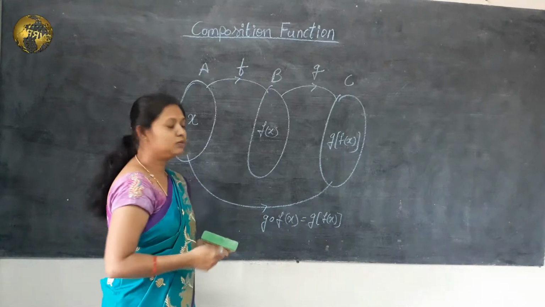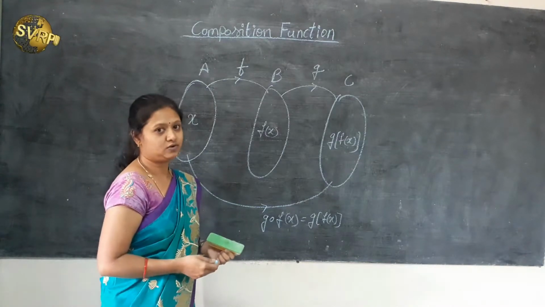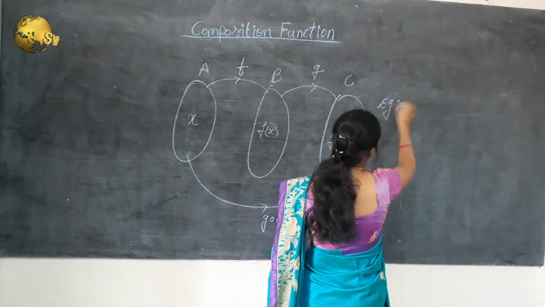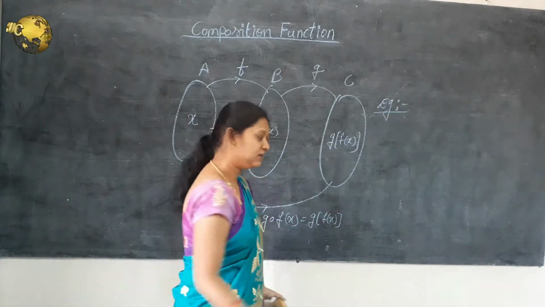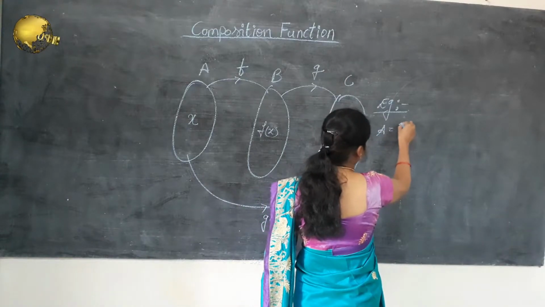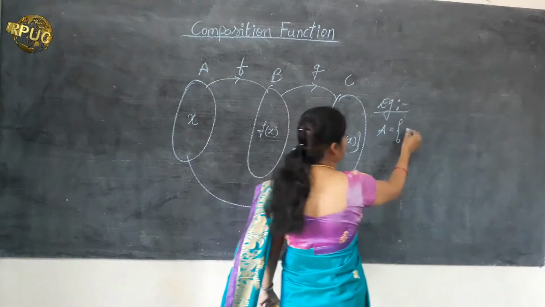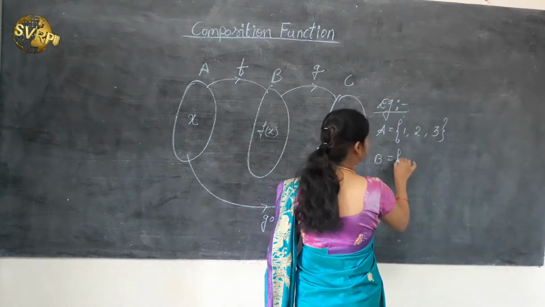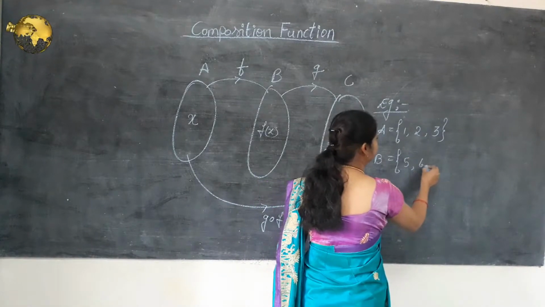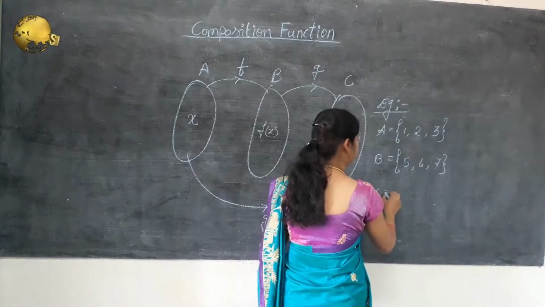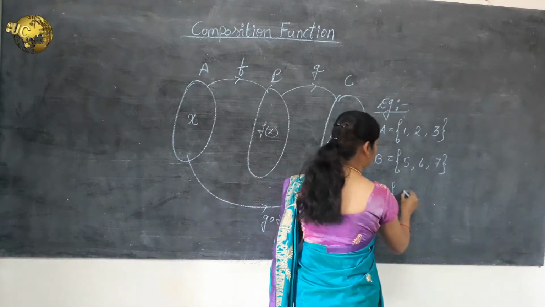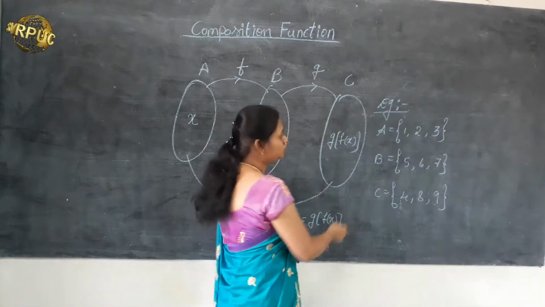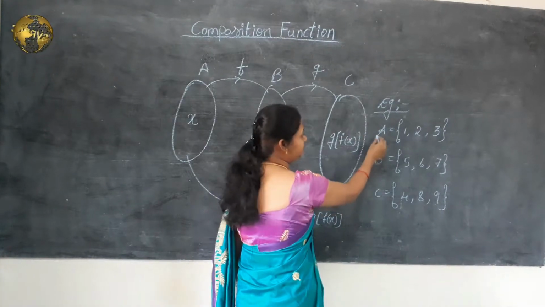Okay. So how to do the problems on this basis? Very simple concept. Let me consider an example. Let us consider the sets. I will take the set A as 1, 2, 3. Set B is 5, 6, 7, and set C is 4, 8, 9.